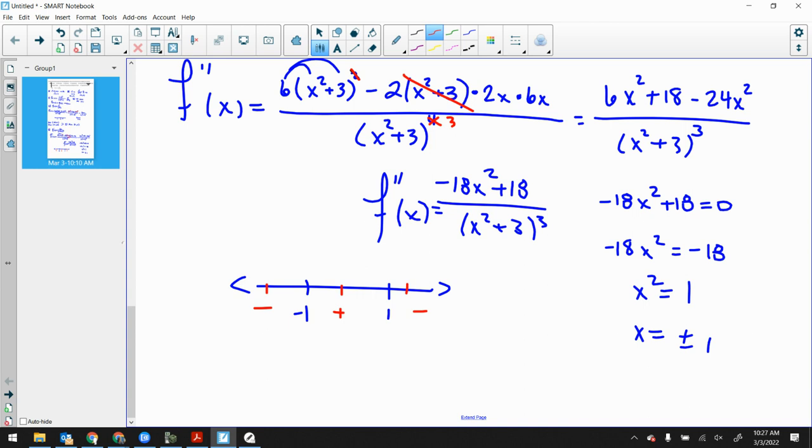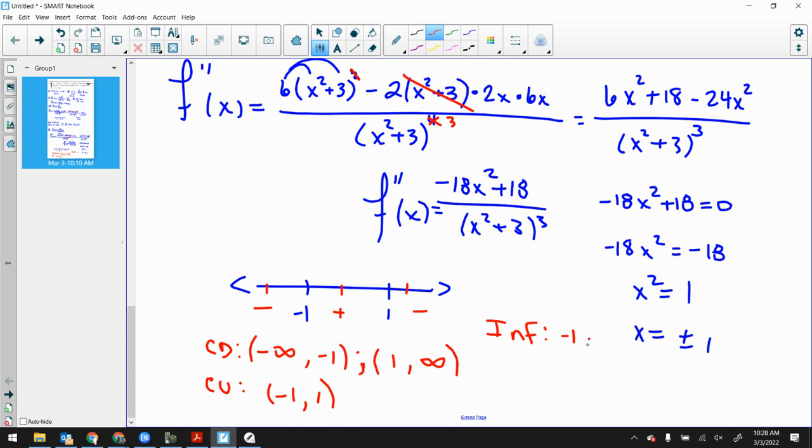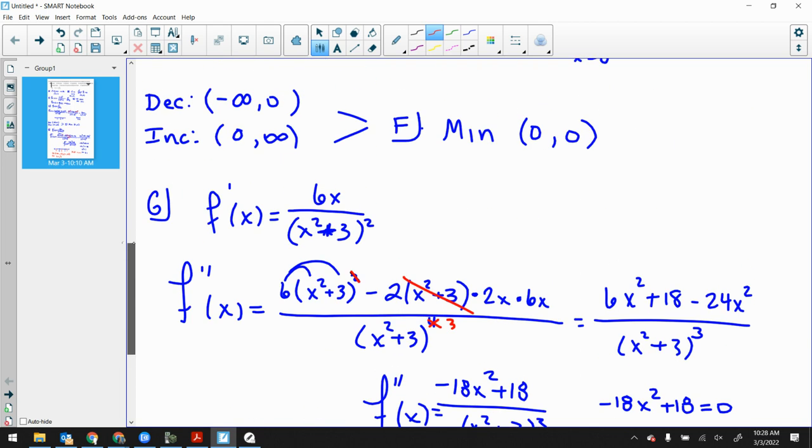So that tells me that this is concave down from negative infinity to negative 1, as well as from 1 to infinity. And it's concave up from negative 1 to 1, which means I have inflection points at negative 1 and positive 1. It's not an or, it's an and. There are 2 places, at negative 1 and positive 1. Just for fun, let's see where that's going to occur.